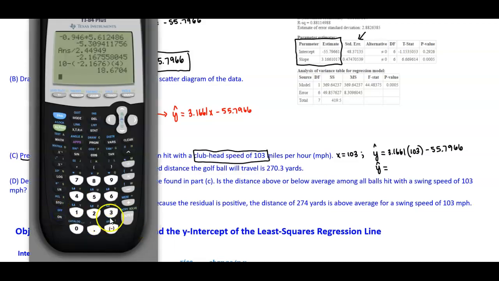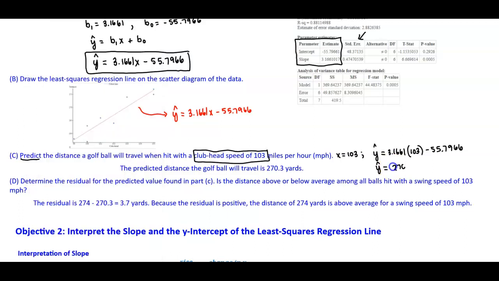So we have 3.1661. We're going to multiply it by the value of x, which is 103, and then subtract 55.7966. If you notice here, it's going to give us 270.3117. Now we're going to round that to 1 decimal place, and if we do, you will see that the predicted distance the golf ball will travel is 270.3 yards.